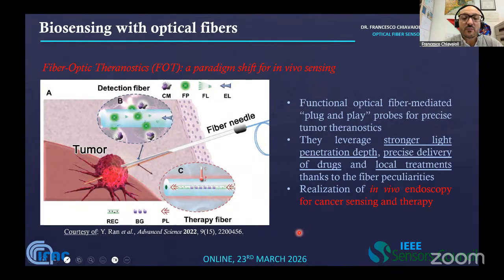Why was this a breakthrough? Because this type of device, based mostly on fiber sensing, allows us to penetrate deeper inside the tissue than the standard approaches, and this can also be combined with precision delivery of drugs and local treatment like photothermal therapy. And this finally allowed the development of in vivo endoscopes for cancer sensing and therapy.